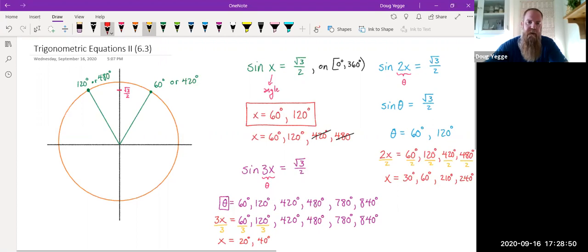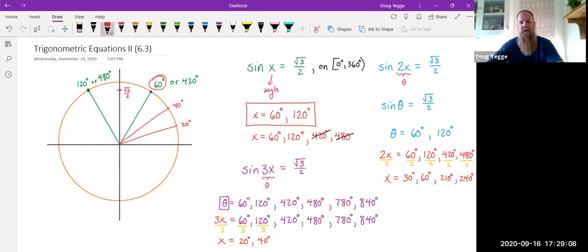Which again would mean that I would cut my 60-degree angle right here into thirds. So I would get a 20-degree angle, and I would get a 40-degree angle. And so each of these two angles are apparently going to be solutions to this equation. But again, it should make sense because if I multiply the angle of 20 degrees by 3, I get 60 degrees, which gives me the correct ratio.